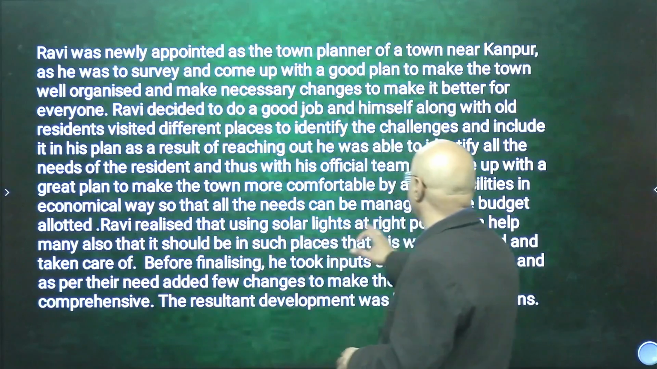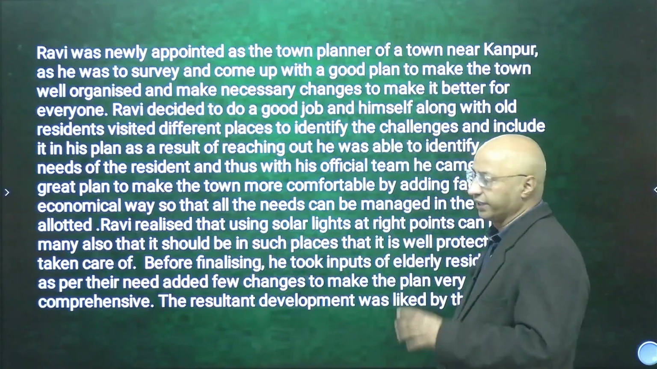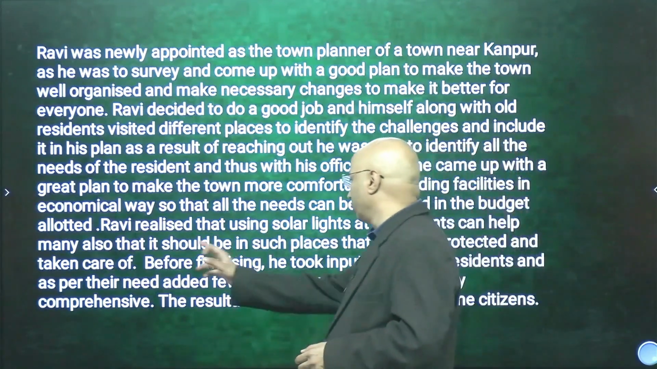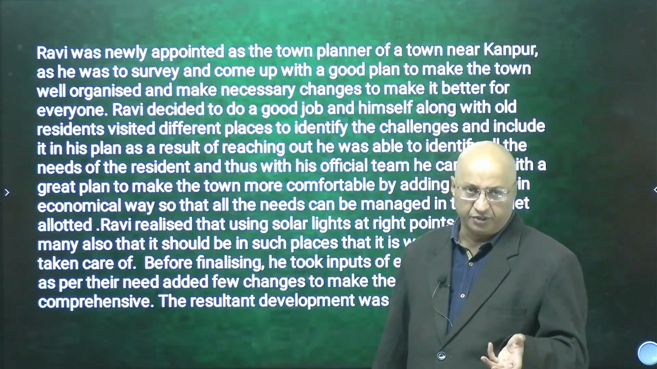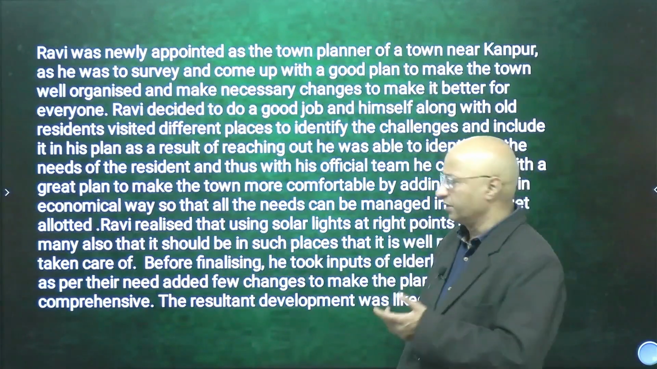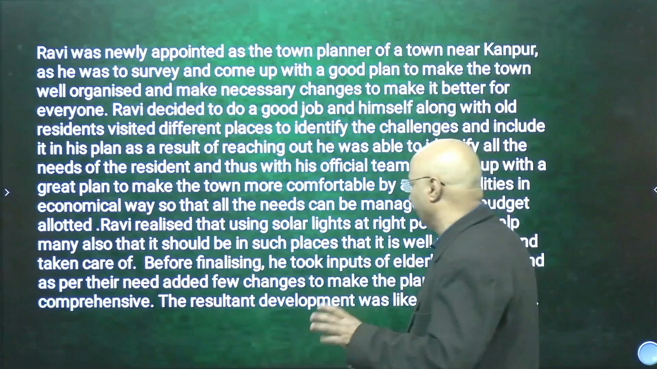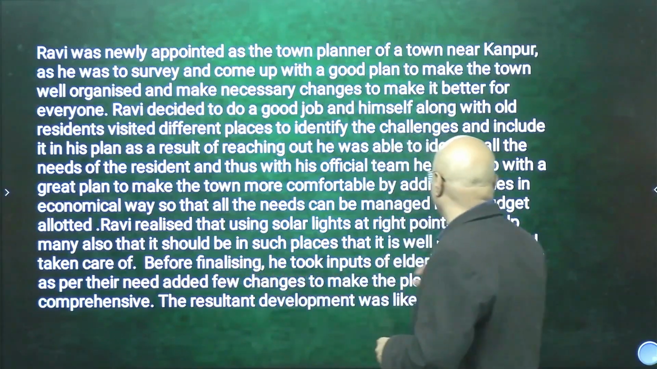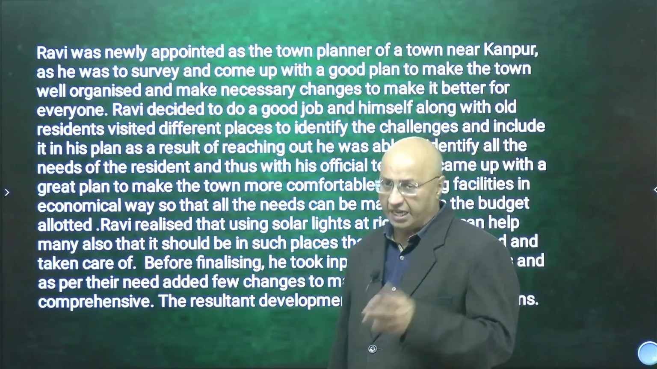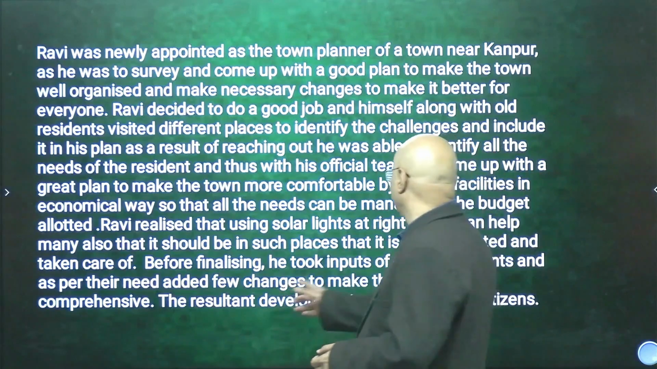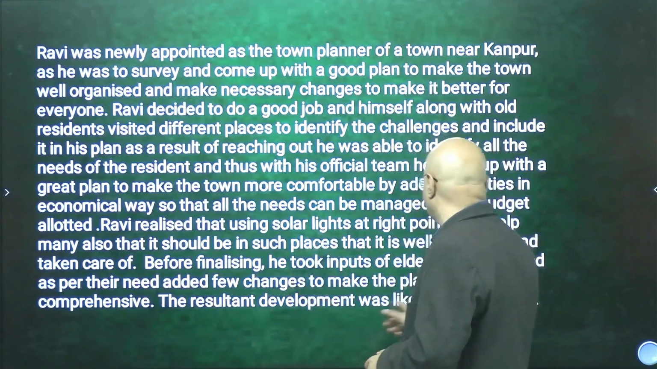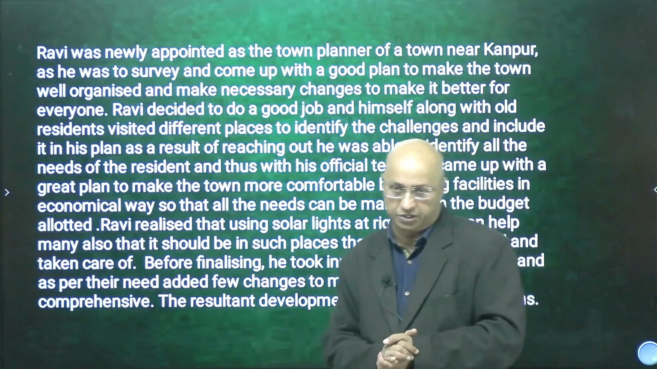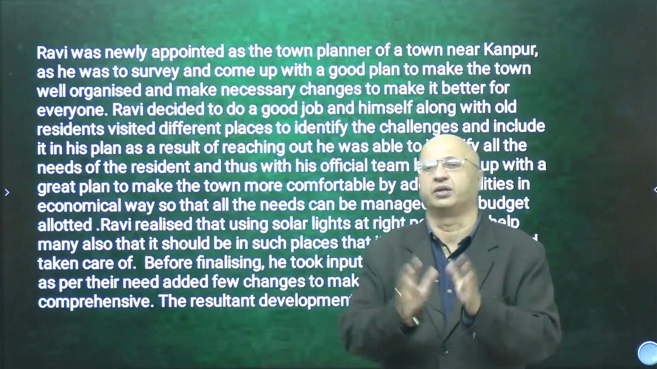Ravi realized that using solar lights at right points can help many. Also, that it should be in such places that it is well protected and taken care of, because you have people not taking care of things. Before finalizing, he took input of elderly residents as per the need, and added a few changes to make the plan very detailed and comprehensive. The resultant development was liked by the citizens. So now what he is doing is town planning.